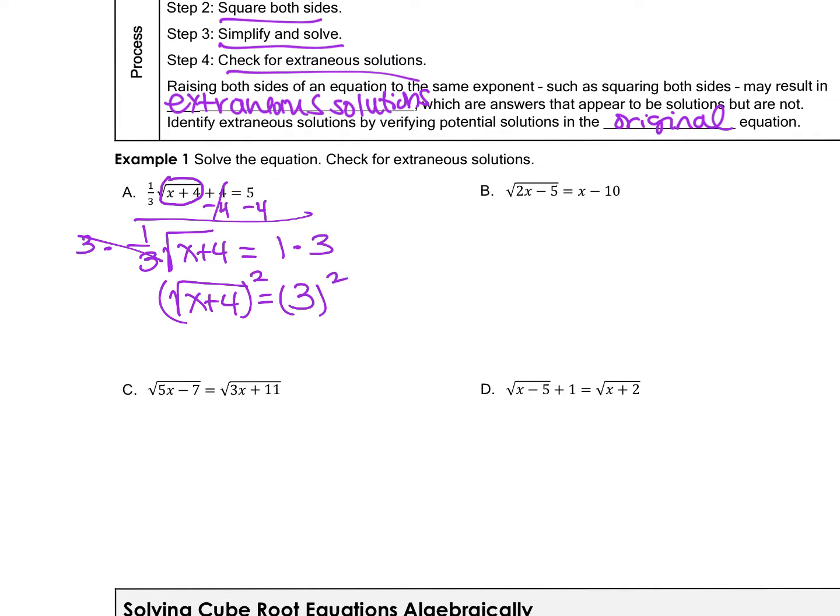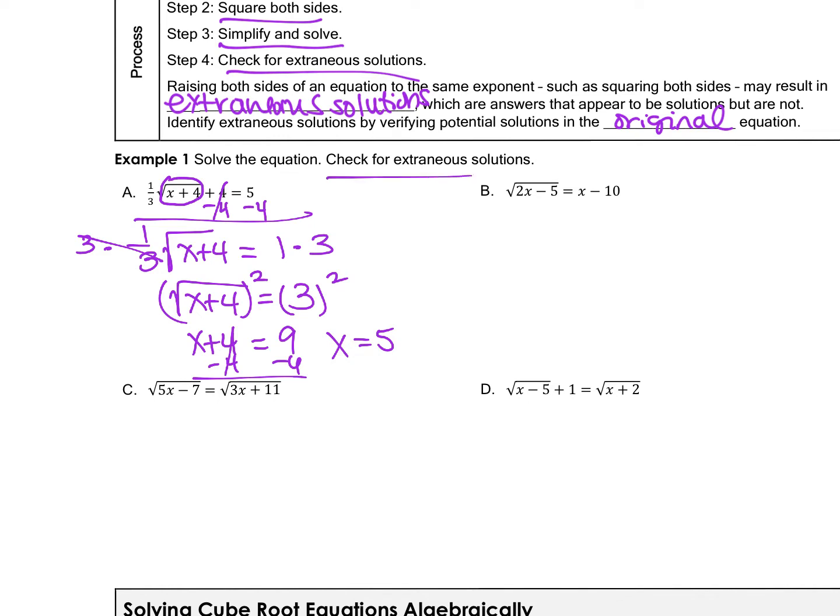And whatever I do to one side, I must do to the other. So remember, we talked about this before. Anytime I have a square root and I square it, it gets rid of the radical. So all I'm left with is x plus 4 on the left side. 3 squared is 9. Now I have a linear equation that I can solve. So I'm subtracting 4, and I get x equals 5.